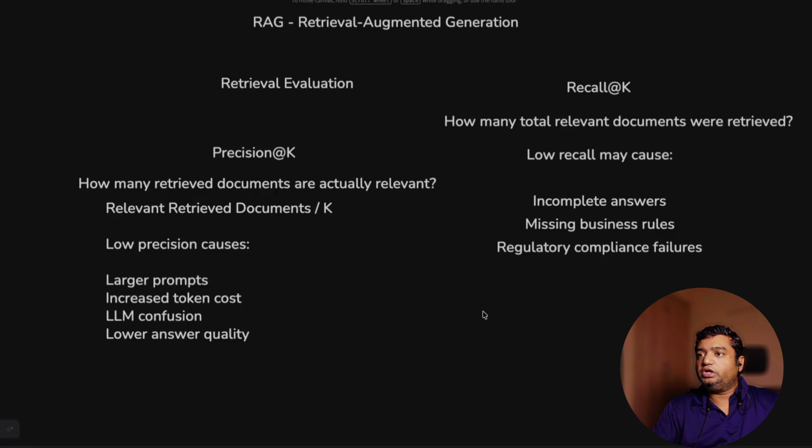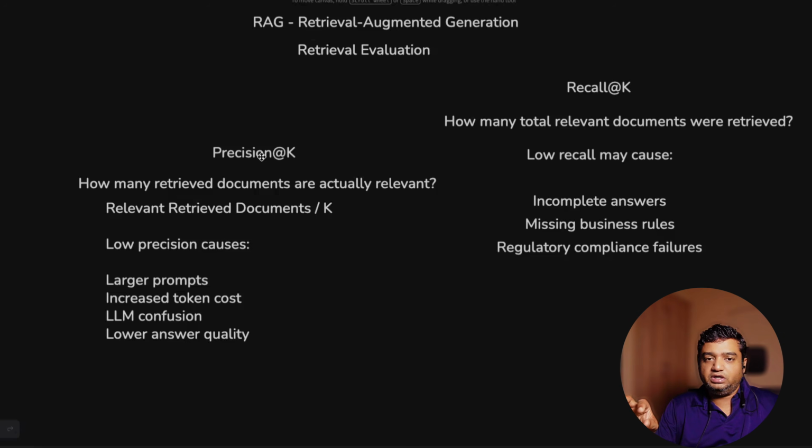Now we'll look into 2 very important metrics in the retrieval evaluation. I have put these 2 metrics together because people get confused between their definitions. One is precision and the second is recall. Precision is how many of the retrieved documents are actually relevant.